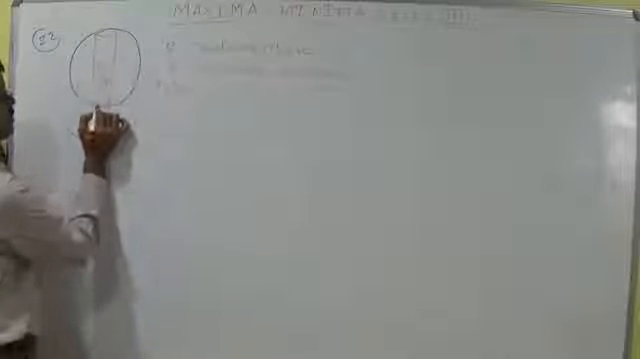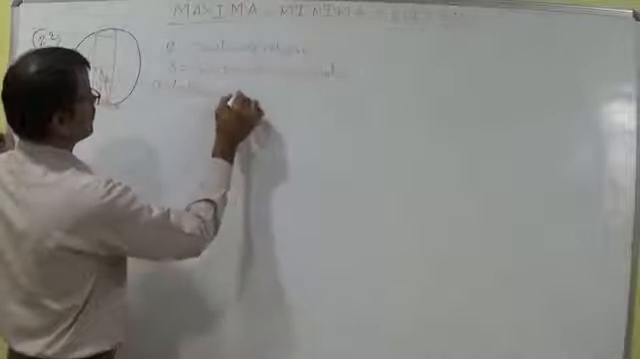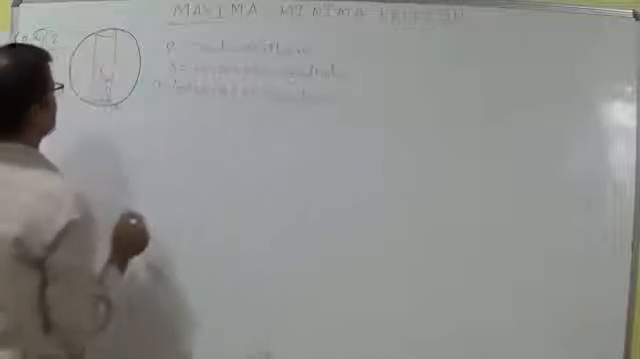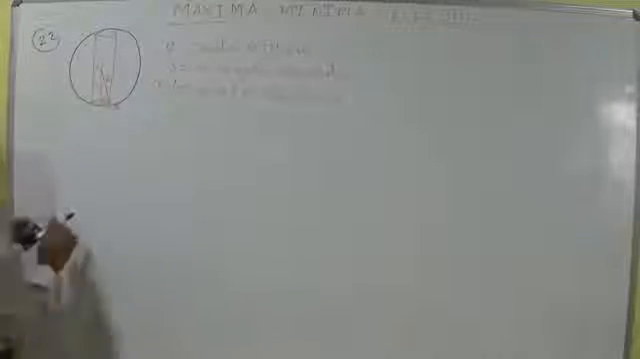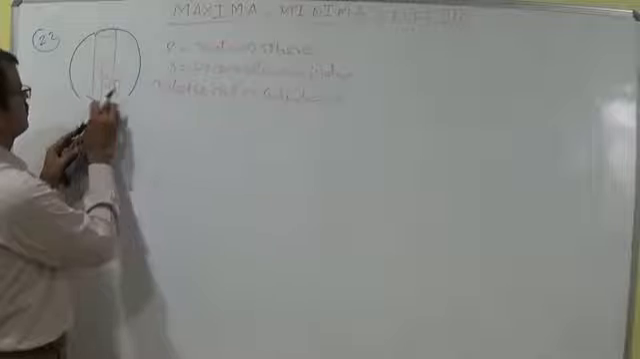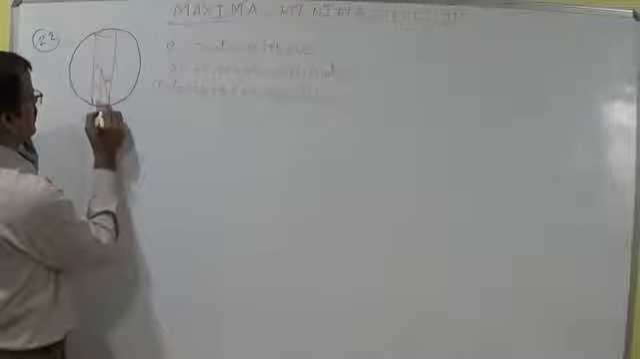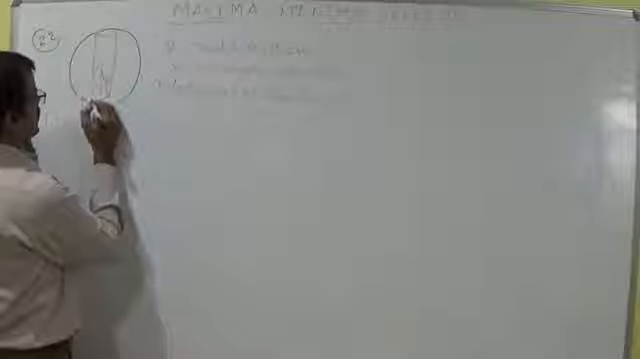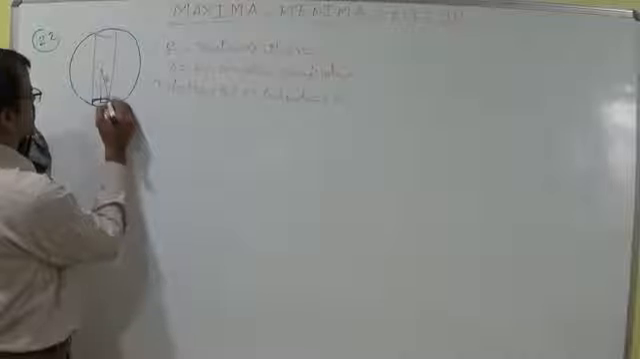Let the name here be AB. This is the total height of the cylinder. The total height of the cylinder is 2h. This is O, A, B and this is R. Once again I am writing properly. This is the base radius concept, like this.